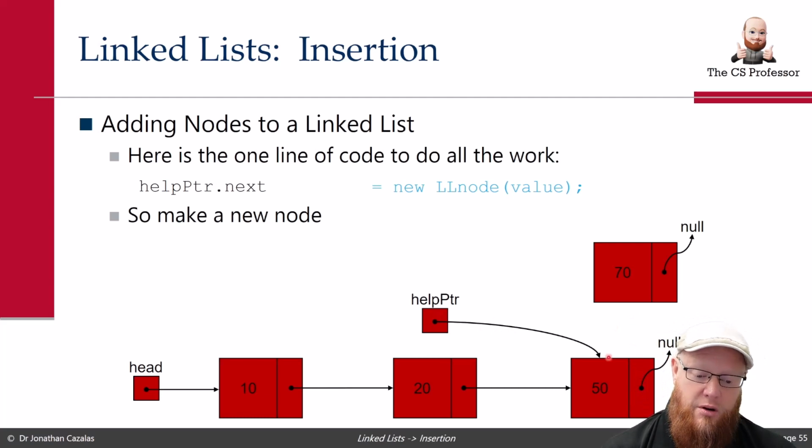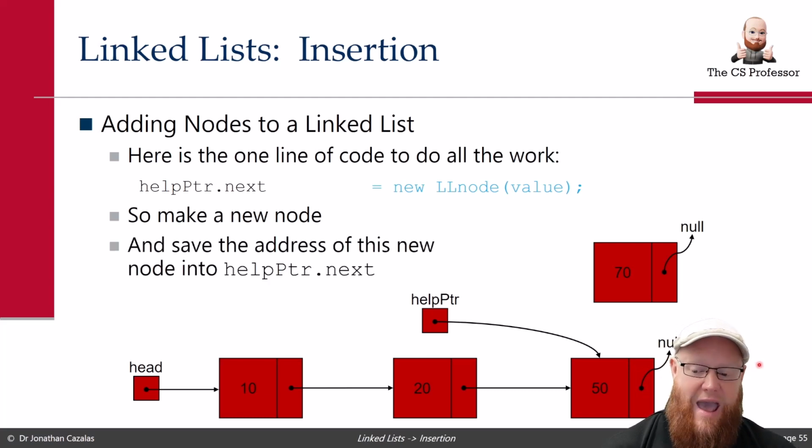So help pointer is currently pointing to that last node, right? We stopped at 50. And we want to save the address of this new node into the next of that last node. And that last node is currently referenced by help pointer. So check this out. Save the address of this new node into help pointer.next.